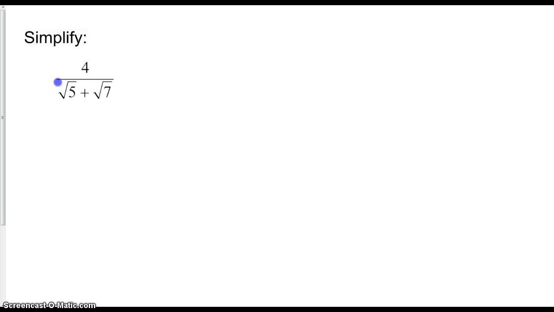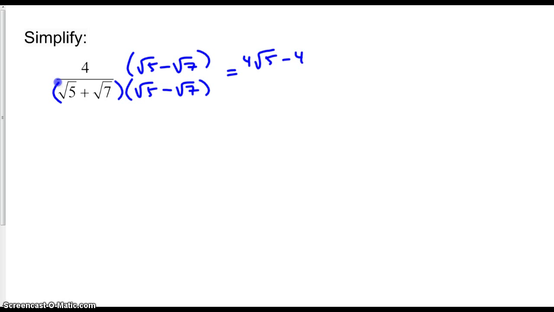Okay, if you did this correctly, what you would have done is taken the conjugate of the denominator, which in this case includes 2 square roots. All right, so let's do this. On the top, we have 4 times the square root of 5 minus 4 times the square root of 7. And on the bottom, we have square root of 5 times square root of 5, which is 5. And then we have square root of 5 times negative square root of 7, so that's negative square root of 5 times square root of 7. And then we have positive square root of 5 times square root of 7.